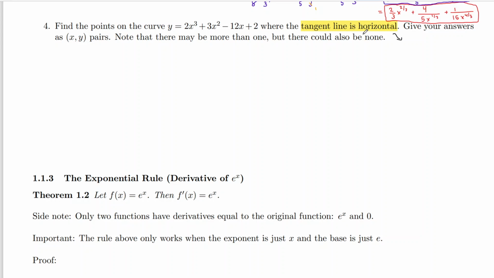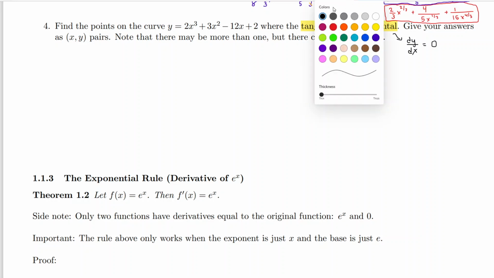So what we're trying to do is figure out when the slope of the tangent line is horizontal. Since the slope of the tangent line is the derivative, we want where the derivative dy over dx, or whatever you want to write it as, equals 0. So we're trying to figure out where the derivative of this function is 0, and then we want to give our answers as x, y pairs. Note that there may be more than one, but there could also be none. There's not a guarantee that any function would have a horizontal tangent line. It doesn't have to, but it can also have more than one.